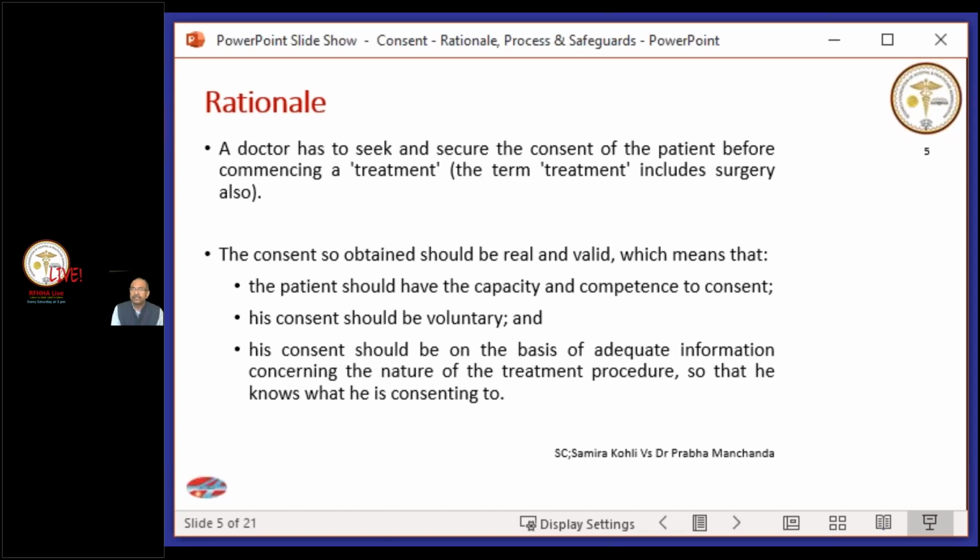So a consent so obtained should be real and valid, which means that the patient should have the capacity and the competence to consent. The consent should be voluntary, and his consent should be on the basis of adequate information concerning the nature of the treatment procedure, so that he knows what he is consenting to. So this is the rationale that has been used by the Supreme Court for arriving at the decision in this particular case. There is more.